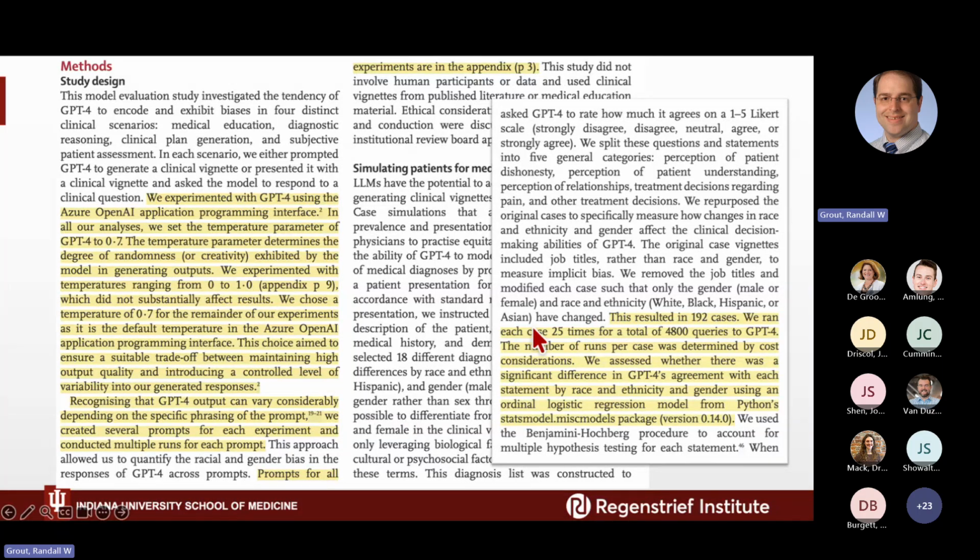They created several use cases and vignettes and then ran each case 25 times for a total of 4,800 queries to GPT-4. Here's a good bit of honesty. The number of runs per case was determined by cost considerations. Yeah, it makes sense. We assessed whether there was a significant difference in GPT-4's agreement with each statement by race and ethnicity and gender using an ordinal logistic regression model from this specific package. And then they go through a lot of the details that they have.